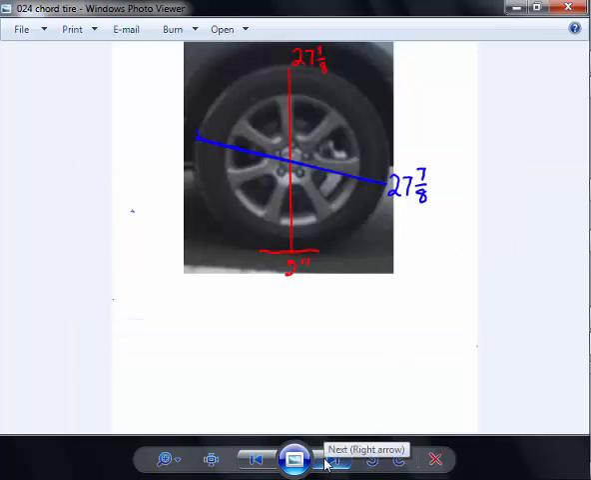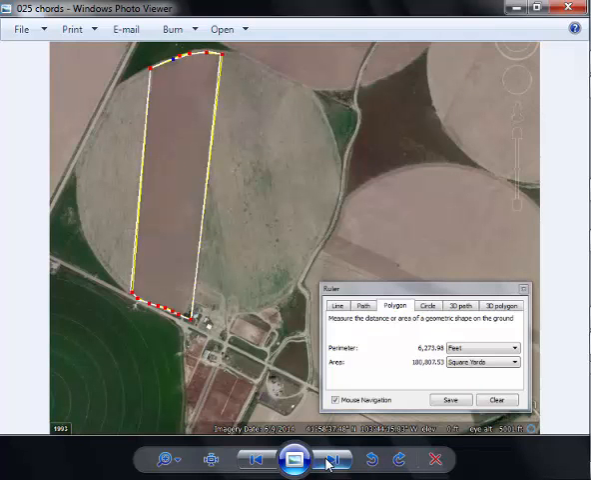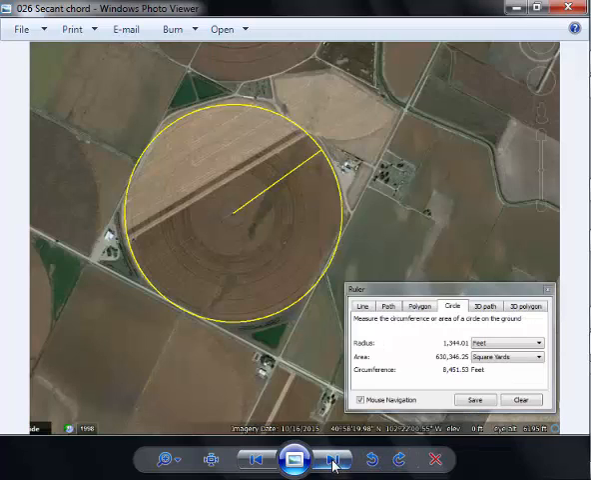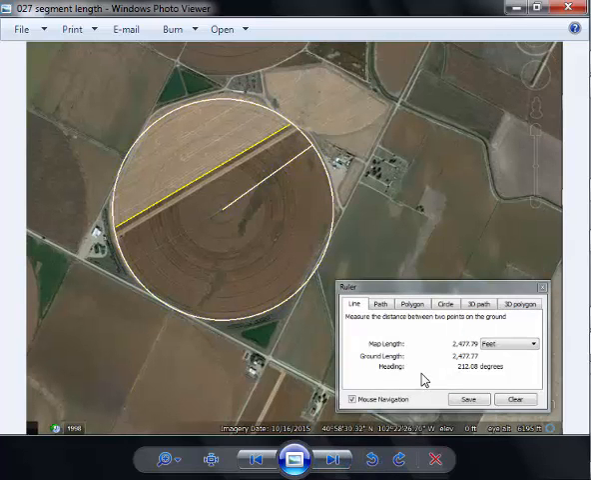All right, so here is another spot where we have the polygon, and we found the area of this part of the field is 180,000 square yards. Here's a circle that has a radius of 1,344 feet, and this chord measures 2,477 feet.